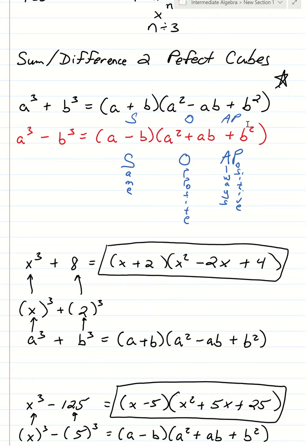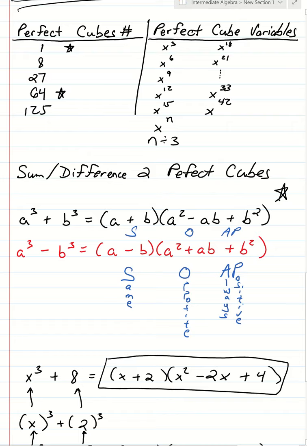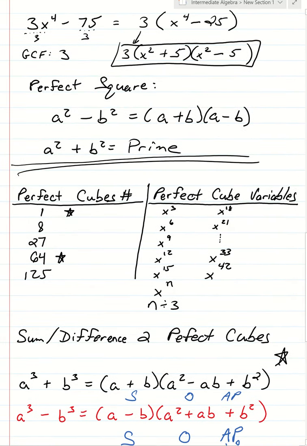So remember the word SOAP. When it comes to the sums and differences of perfect squares, as we talked about up here, the difference of two perfect squares is factorable, whereas the sum of two perfect squares is prime. And I'm actually going to say it's prime over the real number system. Later on, maybe when you take pre-calculus, you will learn about how you can factor over the imaginary number system. Okay?